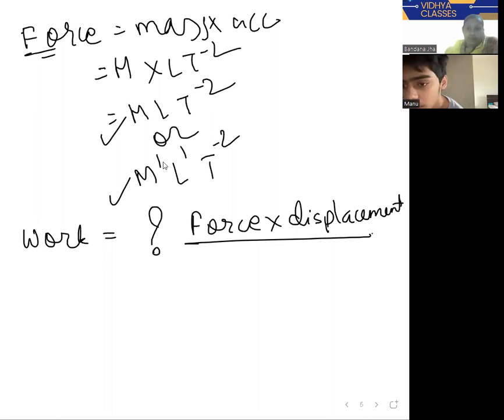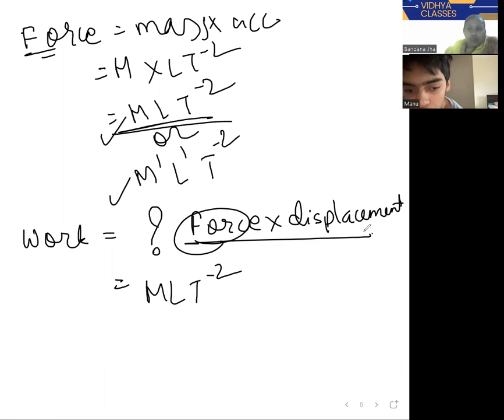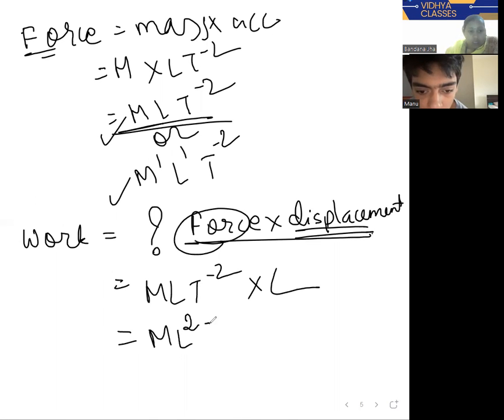I'm telling you again. Force formula is how much I get? MLT minus 2. Displacement is what? Length. Yes. Into L. So how much you get? M. So work equals ML. Sorry. Work equals ML to the power of 2, I think. Yes. And T negative 2. So that's what work equals.